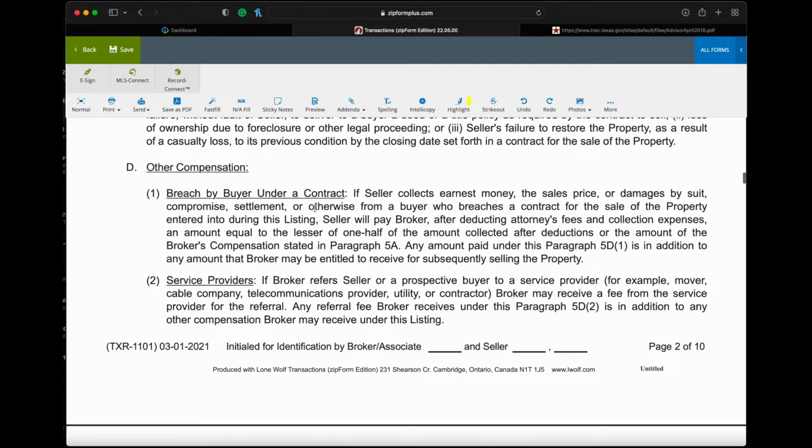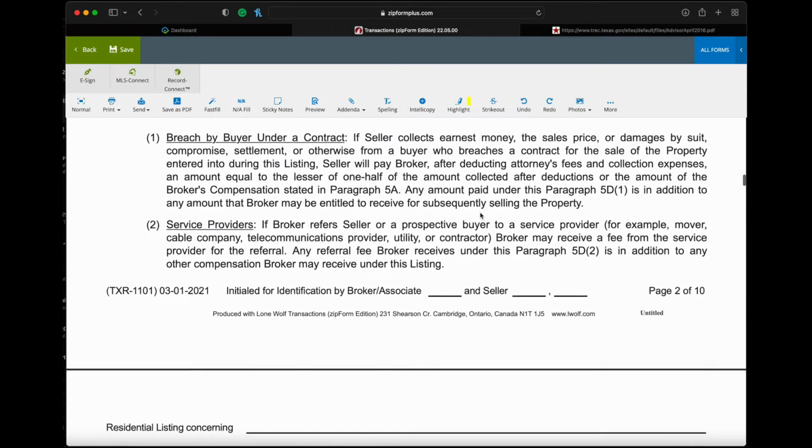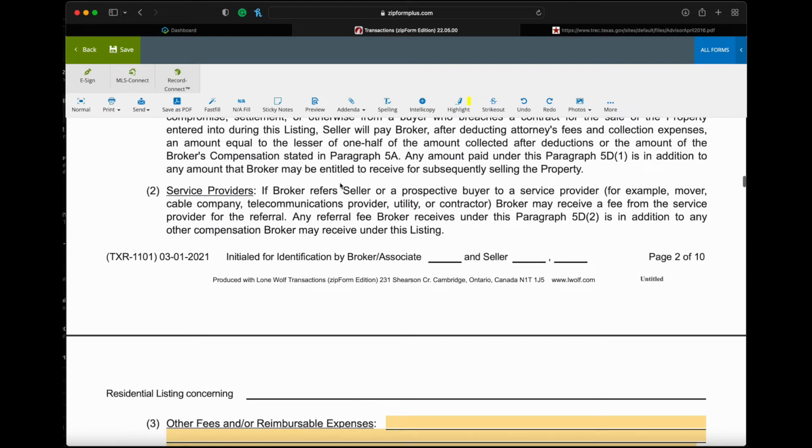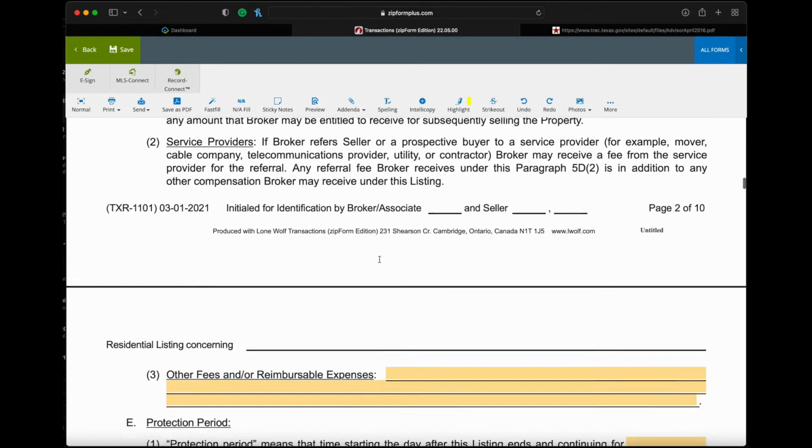Other compensation breached by buyer under a contract. Okay, so this is self-explanatory. It explains it all right here, so you just read it and understand it. Service providers, same thing. It tells you real easy what it means, the service provider stuff right here.